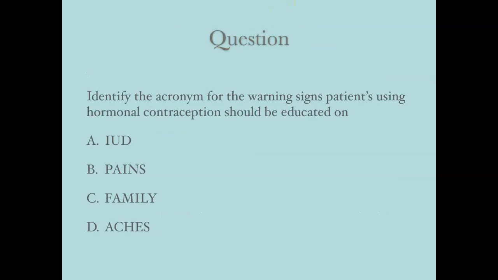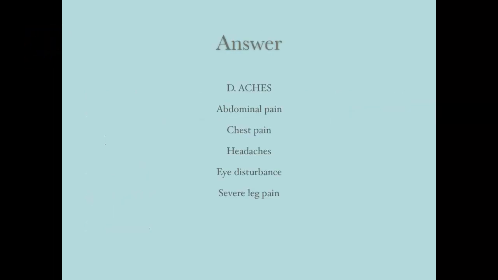So the question: identify the acronym of the warning signs patients using hormonal contraception should be educated on. IUD, PAINS, FAMILY, or ACHES? And of course the answer is ACHES. Abdominal pain, chest pain, headaches, eye disturbance, and severe leg pain.